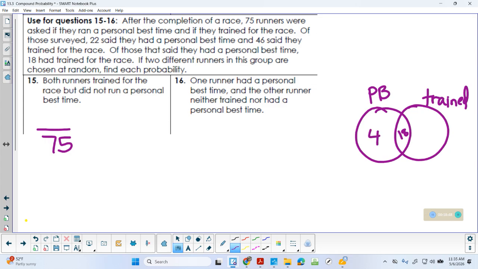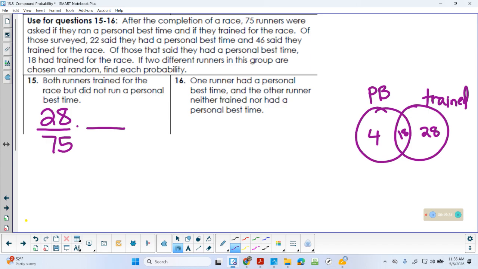Okay, trained. We got to read the trained part here. And 46 said they trained. Well, you have 18 already in the trained circle. Total of 46, 28. So I'm hoping this will kind of help us here. So both runners trained for the race, but did not run a personal best. So how many trained, but no PB? 28. So I kind of had to do all that to figure out the 28, which some of you maybe could have read it and figured it out. Now it's easy.